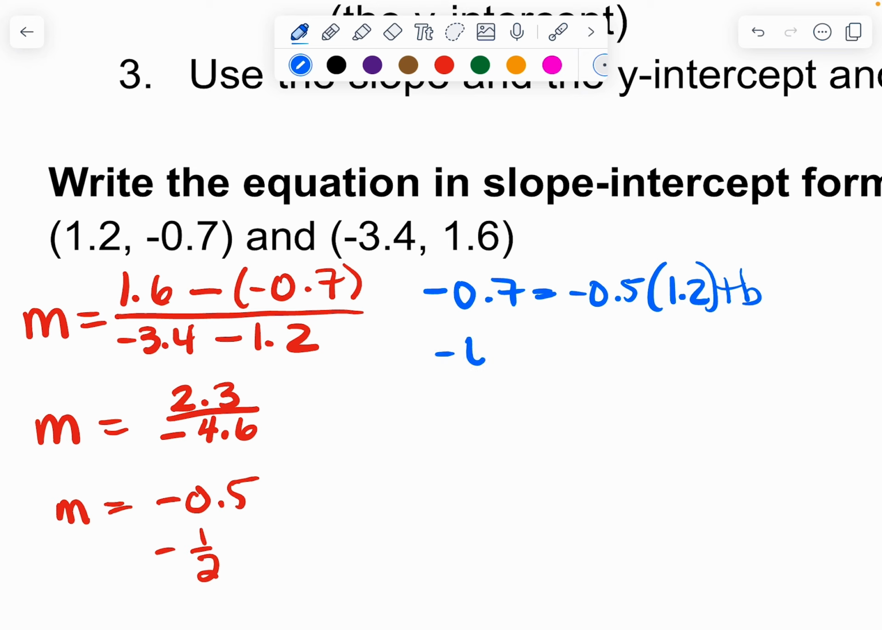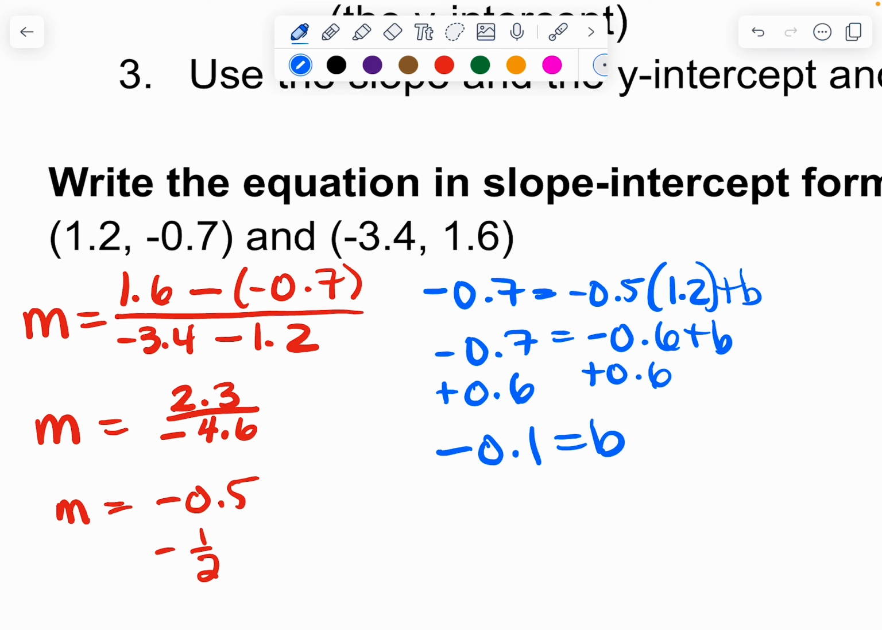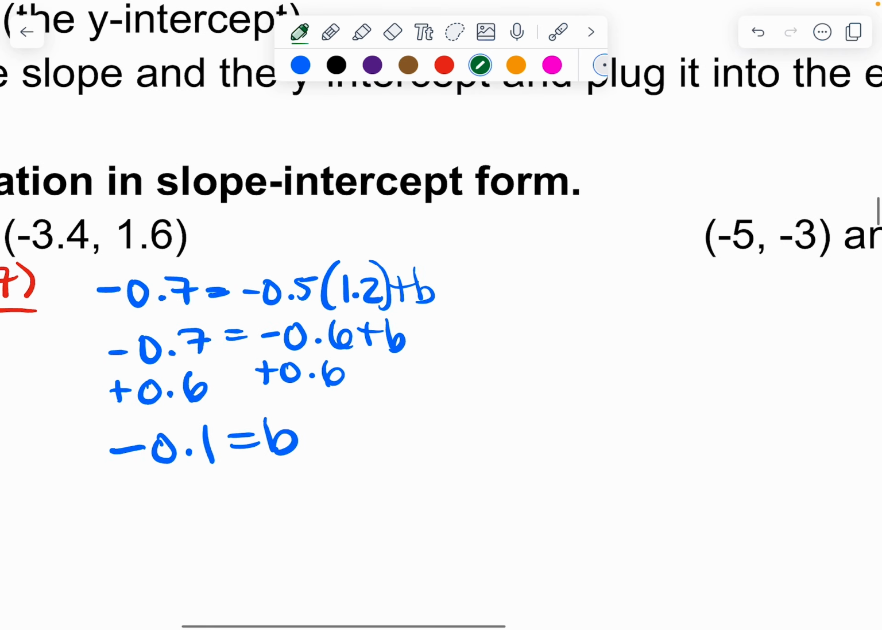Okay, so I get negative 0.6 plus b. I add, I get negative 0.1 equals b. Now, I'm actually going to plug in the second one just so that you can see that it doesn't matter which one you plug in. I forgot the negative. But make sure you actually put the negatives on there. And then negative 3.4 plus b.